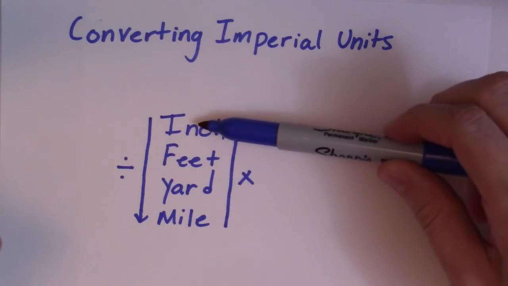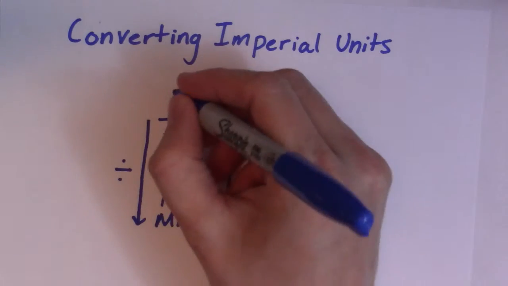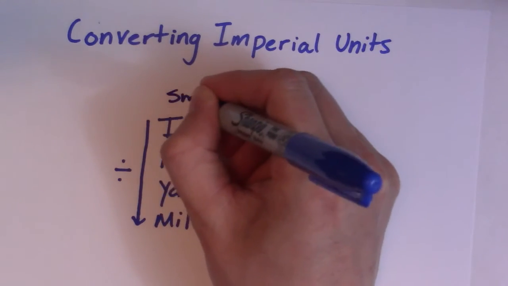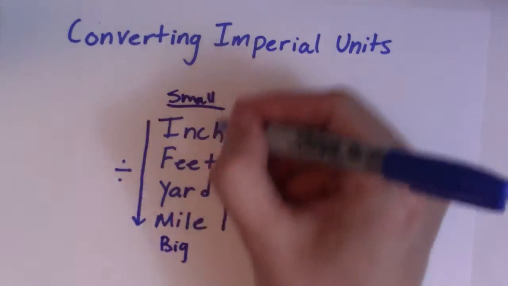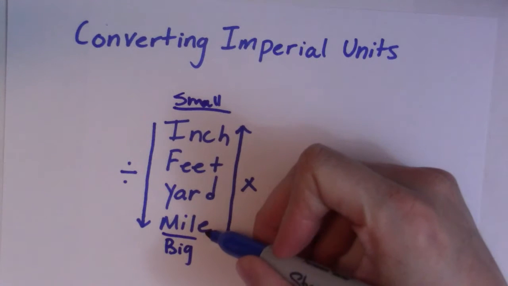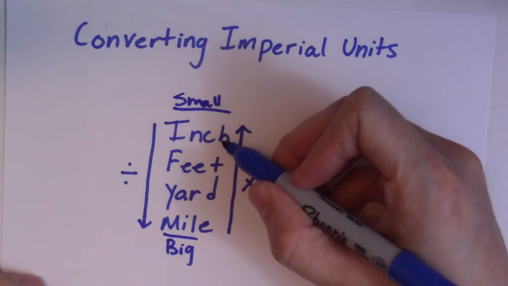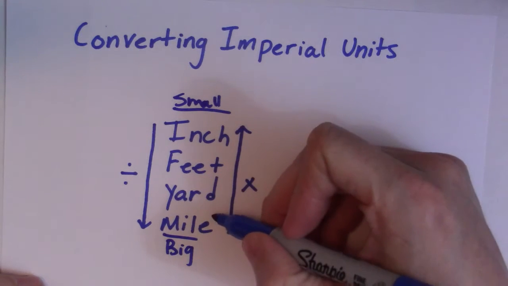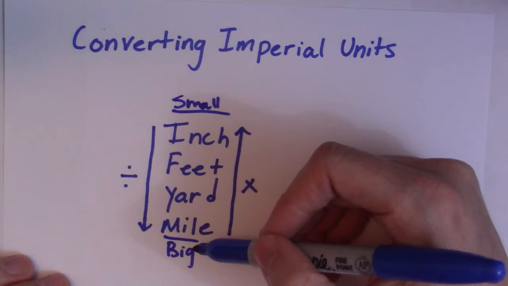What you notice is we go from a small unit to a big unit, and some people like to write that there: small, big. What I mean by small, big is that 1 mile would be way bigger than 1 inch. And 1 foot is bigger than 1 inch. 1 yard is bigger than 1 foot. 1 mile is bigger than 1 yard. So this would be a small unit, and this goes all the way to a big unit.